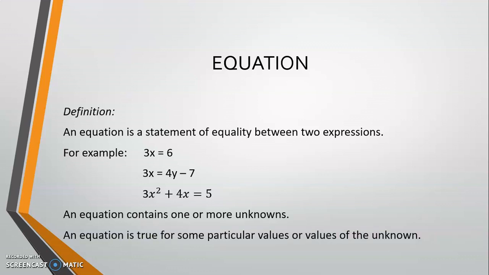An equation contains one or more unknowns. If we take the first example, 3x = 6. It has only one unknown, that is x. But in the second example, 3x = 4y - 7, there are two unknowns, that is x and y. And in the third example, 3x² + 4x = 5, there is only one unknown, that is x. Also, an equation is true for some particular values, which are known as the values of the unknown.